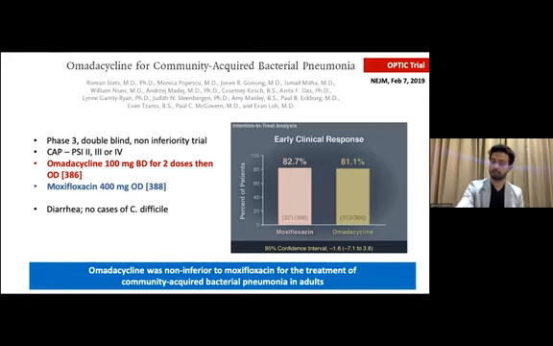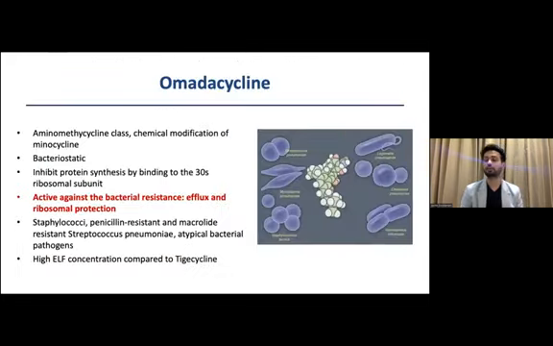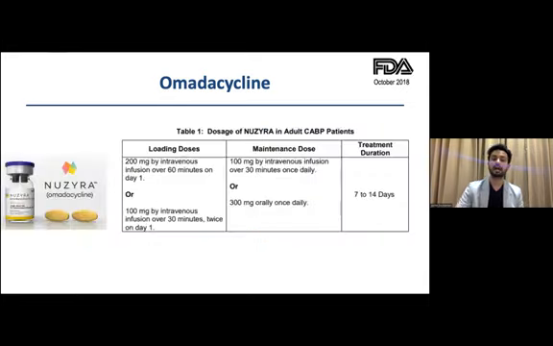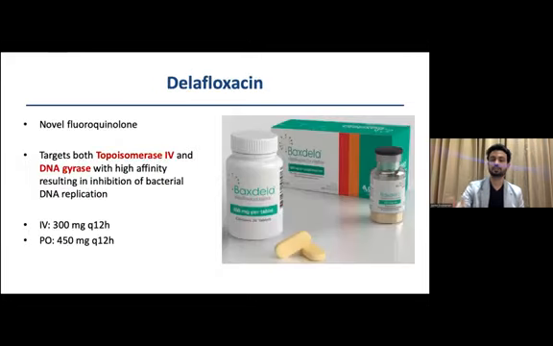The second oral drug is omadacycline, where again there is a trial comparing it with moxifloxacin, which showed that it was non-inferior to moxifloxacin for treatment of community-acquired pneumonia. What is this omadacycline? It is an aminomethylcycline class of drug, a bacteriostatic drug, which acts on 30S ribosomal synthesis, and this is the dosage of the drug.